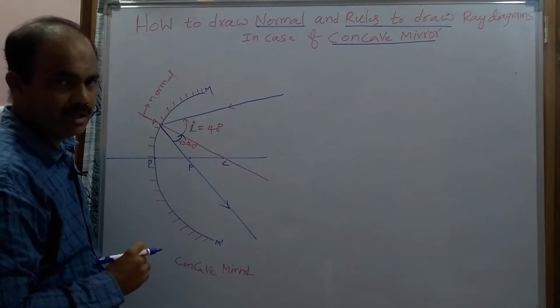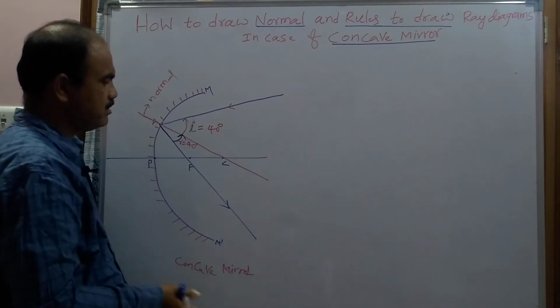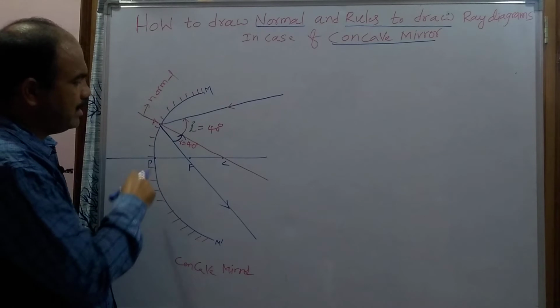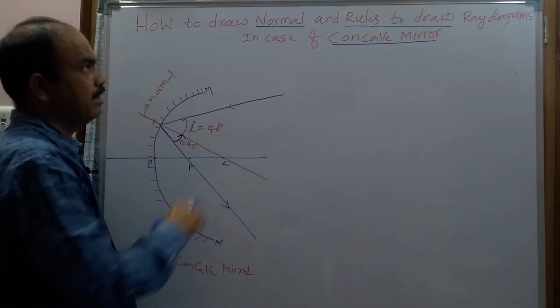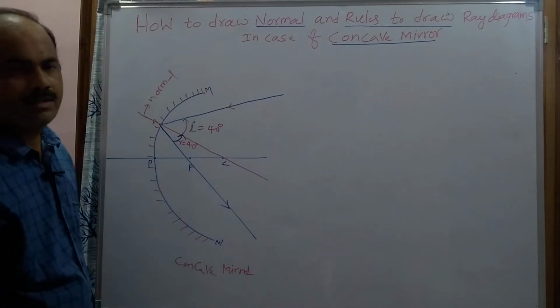What is the importance of the normal? To find the angle of incidence, to find the angle of reflection, as well as to draw the reflected ray. So the normal must be required. That's why that is the importance.